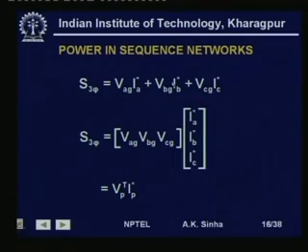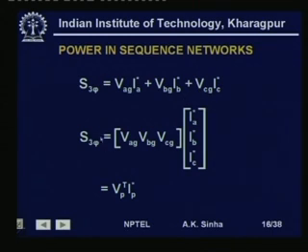So, we are writing this complex power as 3 phase power as the sum of the power in each of the 3 phases A, B and C. So, A phase power is V A g into I a conjugate, B phase power is V B g into I b conjugate, and C phase power is V C g into I c conjugate.